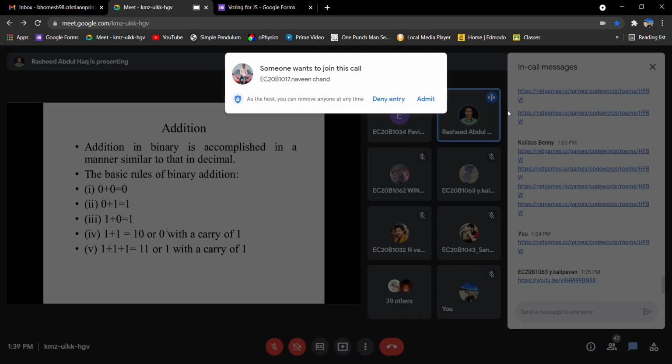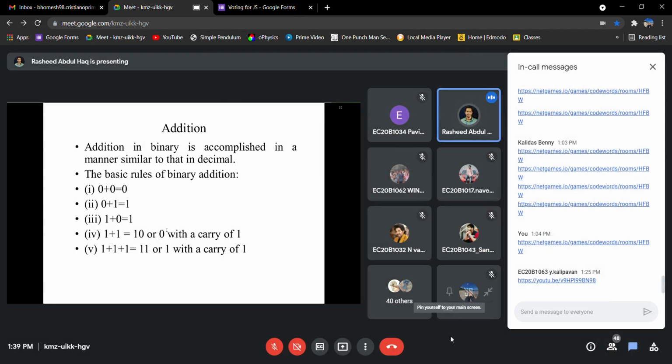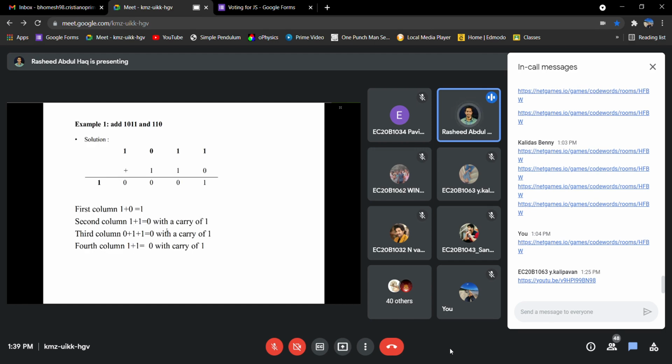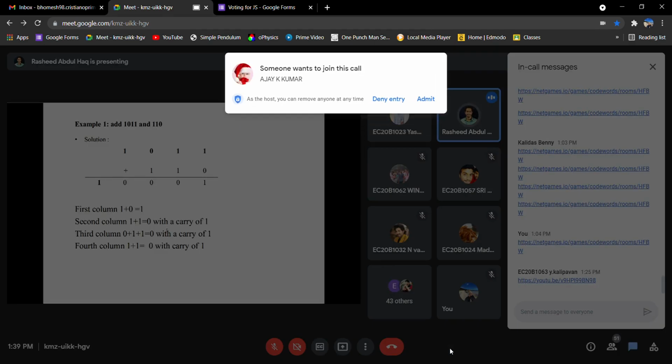Okay, so we have just four basic rules. 0 plus 0 is equal to 0. 0 plus 1 is 1. 1 plus 0 is 1. 1 plus 1 is 0 with a carry of 1. And 1 plus 1 plus 1 is equal to 1 with a carry of 1. Okay, so we'll just see an example. In this case, we are adding 1011 with 110.